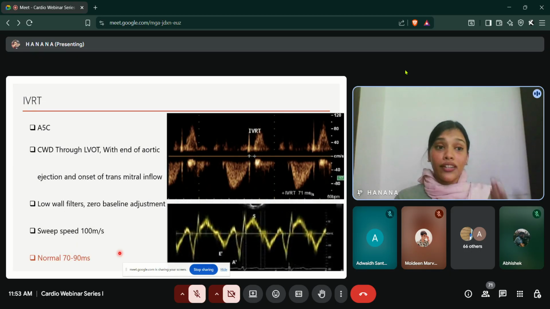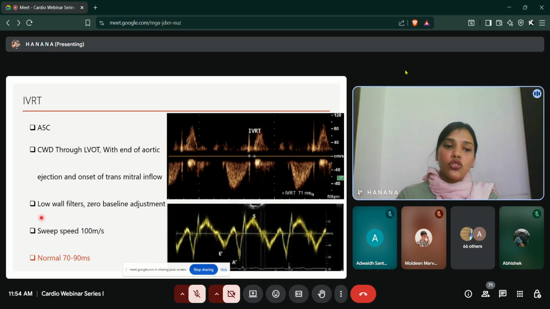IVRT we have already talked about many times. From the apical four-chamber view, you should take a continuous wave Doppler that cuts through the LVOT and the aortic junction, up to the onset of the transmitral inflow. It is a systolic flow. Here the aortic valve closes, and here the mitral inflow starts. The distance from here to here is called the IVRT.